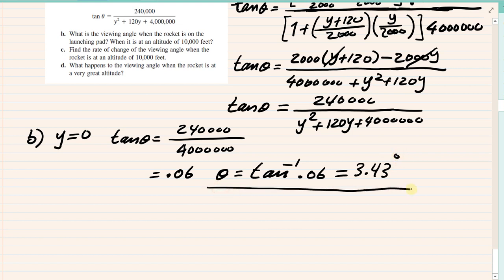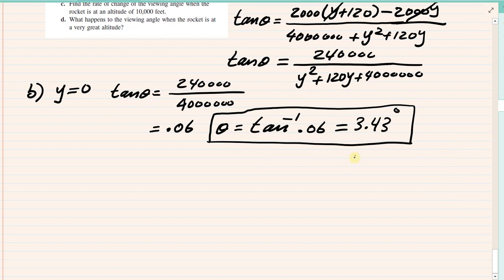Okay, and of course, the other angle would be 183.43, but we want the answer that's in the first quadrant, right? Because there you go, right in here. This is the rocket, and this is the viewing angle theta. We can assume that the spectator is at the origin of the coordinate system. So the angle is going to be a very, very tiny angle, 3.43 degrees.